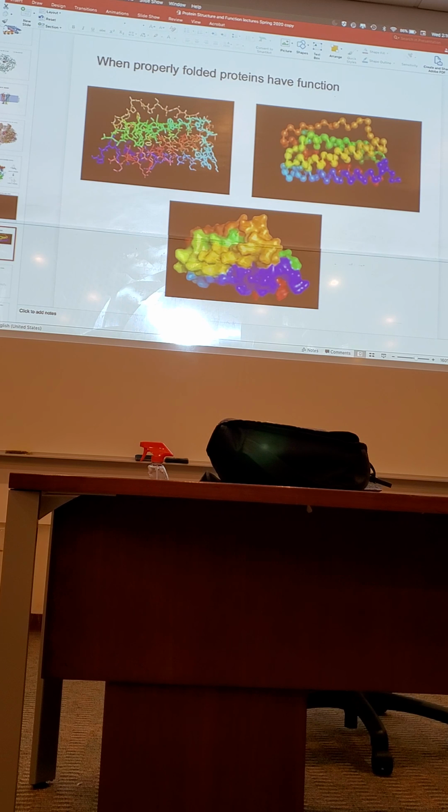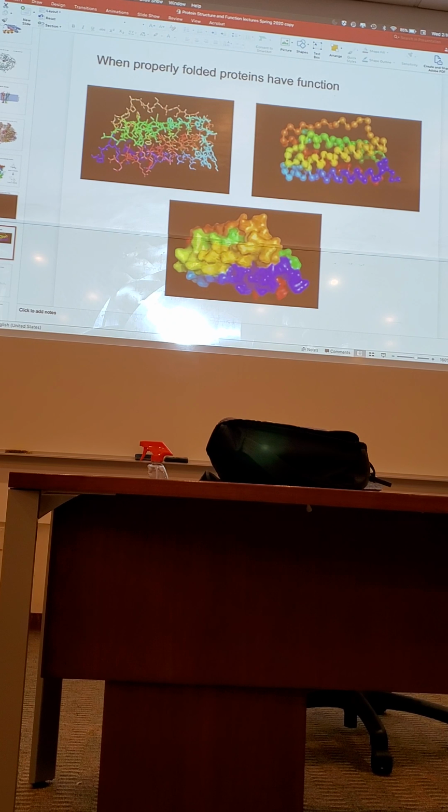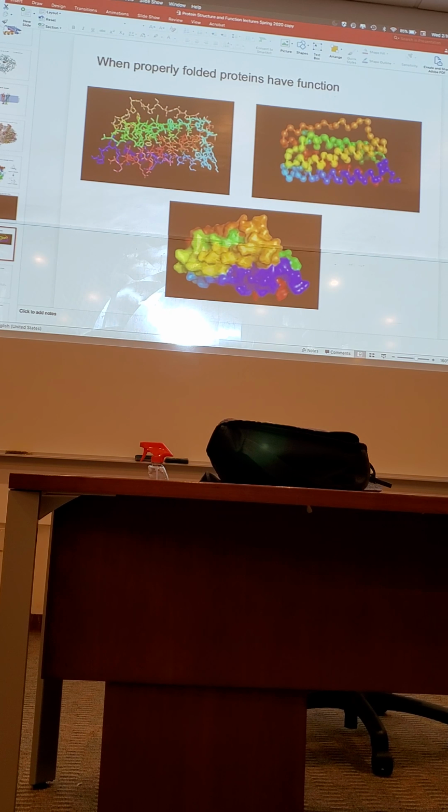For that, I am done with protein structure and stabilizing forces. And we're going to now move on to function of proteins. How do they acquire function? And what you'll find is that the same principles that we've been discussing apply to function as well.